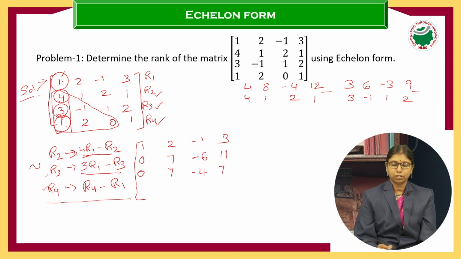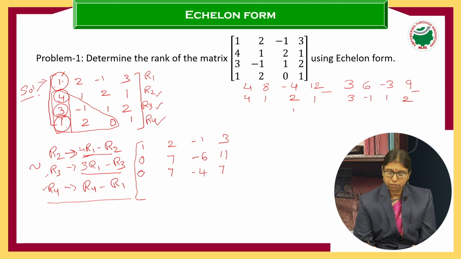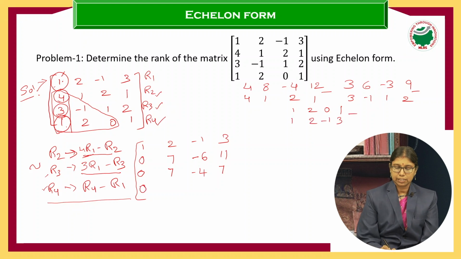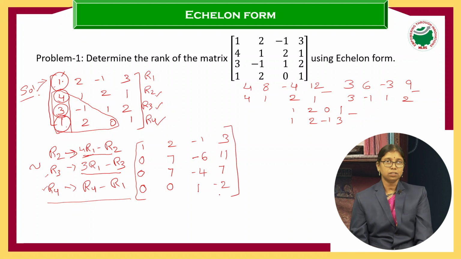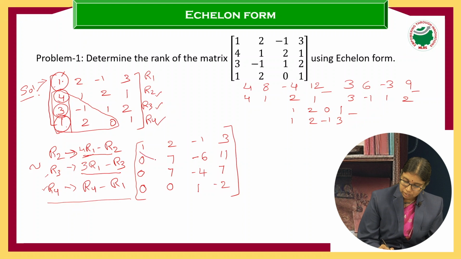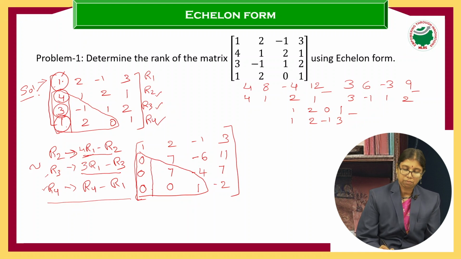Next R4. R4 is R4 minus R1. We are changing R4 by using the row operation R4 minus R1. So what is R4? R4 is 1, 2, 0, 1. R1 is 1, 2, minus 1, 3. By subtracting you will get 0, 2 minus 2 again 0, 0 minus of minus 1 plus 1, 1 minus 3 is minus 2. So this is the converted matrix. Again, you represent the lower diagonal values. These are your lower diagonal values. Now see, in a single step, we converted all the first column values to 0.